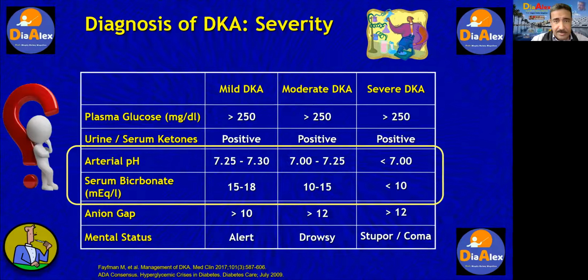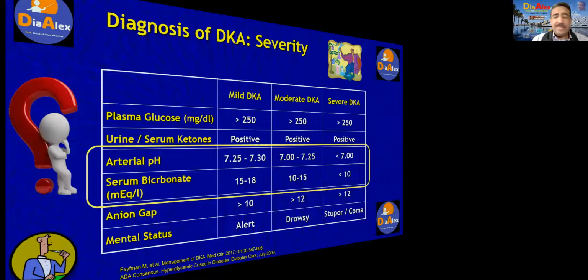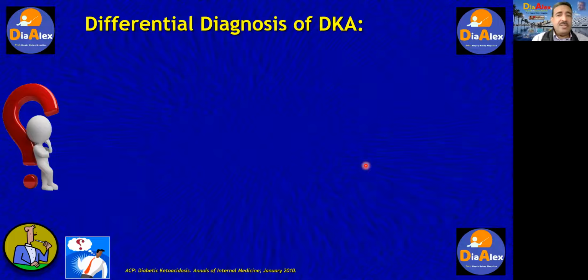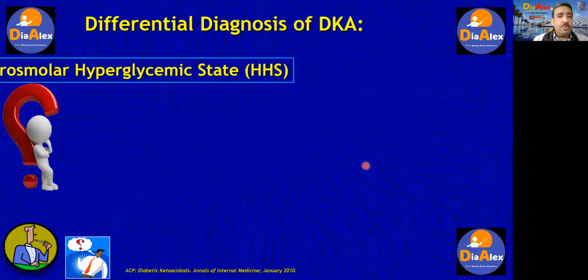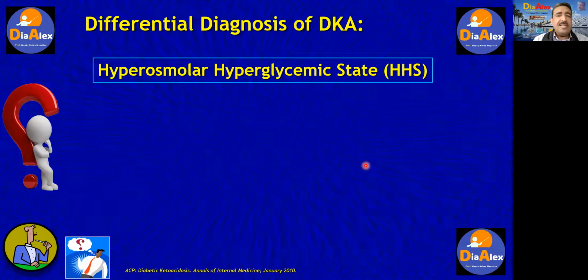Well, what is the differential diagnosis of diabetic ketoacidosis? The most important is hyperosmolar hyperglycemic state, or HHS.